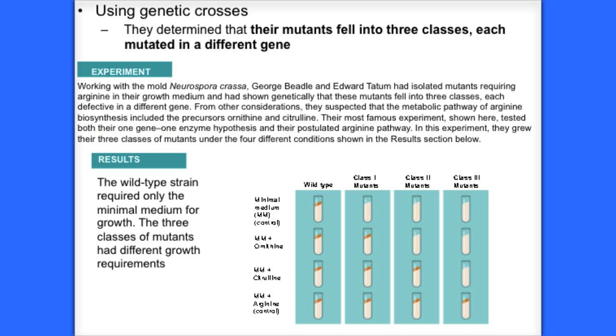Here is the experiment. Now what did they do? They took four sets of containers. One had the minimal medium, the second one had minimal medium with ornithine, an amino acid. The third one had citrulline along with minimal medium, and the fourth one had minimal medium with arginine. Now, in these four sets, they tried to grow Neurospora, the fungus.